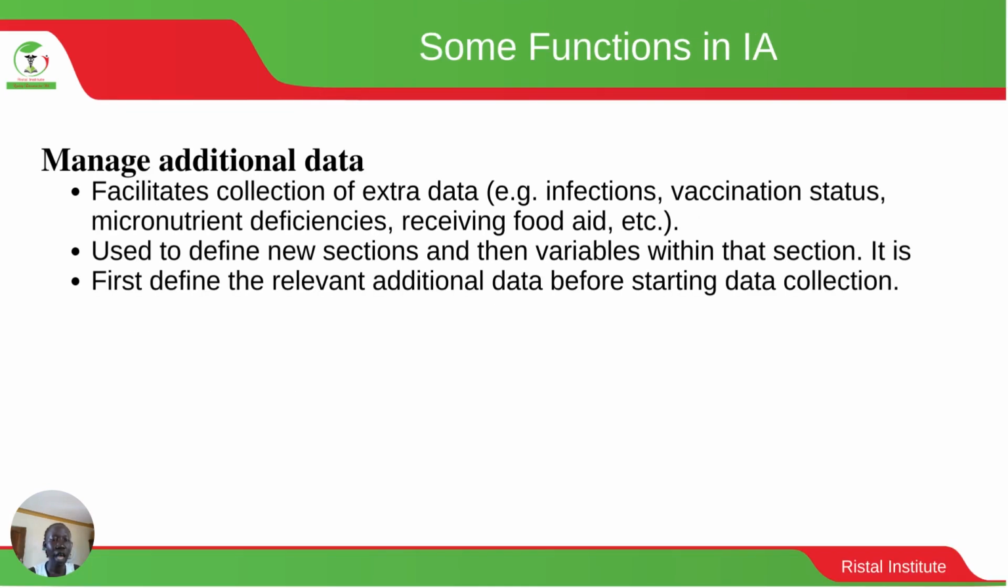What are some functions of IA? Manage additional data. This is one of the functions that facilitates collection of extra data. For example, infections, vaccination status, micronutrient deficiencies, receiving food aid, and all the rest. It is used to define new sections and then variables within that section. First, you have to define the relevant additional data before starting the data collection.